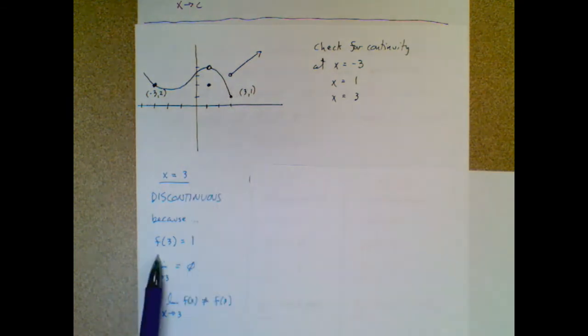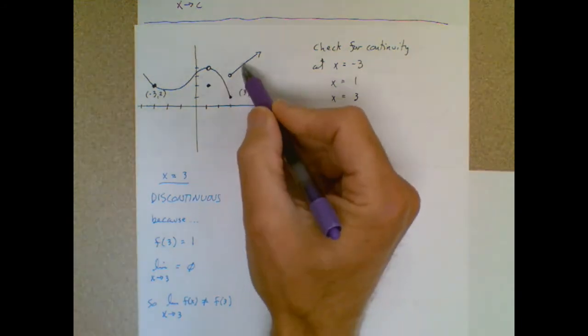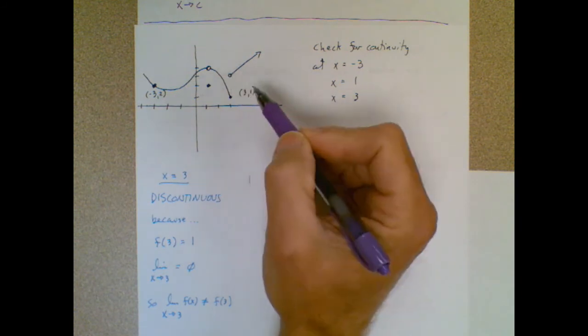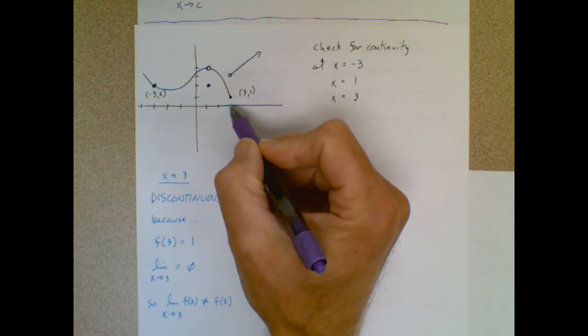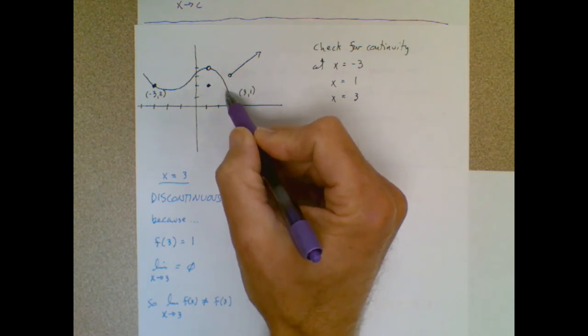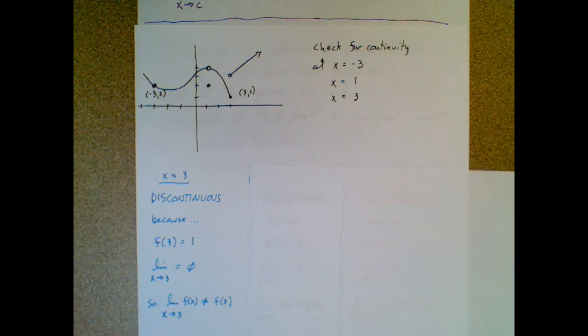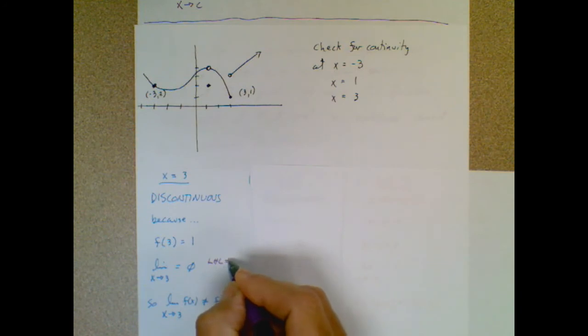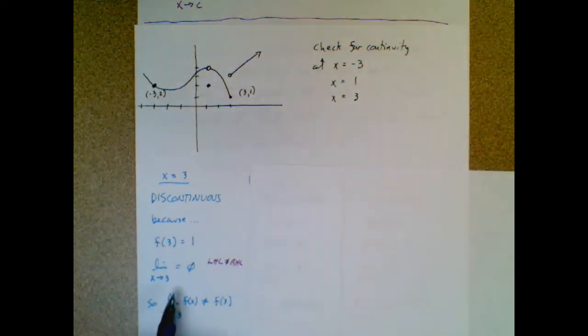The function value is 1. The limit value, I have to approach x equals 3 from the right-hand side, and I'm closing in on a value of 3. I have to approach x equals 3 from the left-hand side, and I'm approaching a value of 1. So because the left-hand limit does not equal the right-hand limit, the limit does not exist. So now, according to the definition, my function value and my limit value do not equal each other, thus it is discontinuous.